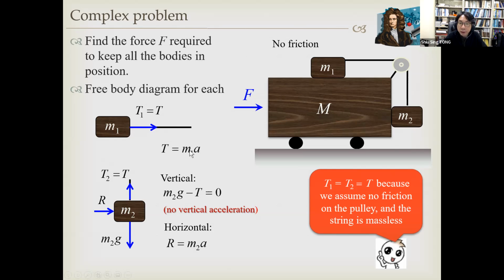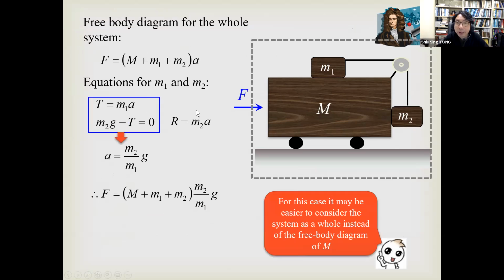So I now have 3 equations. This one, and this one, right? So what is the 4th equation? I can apply a free body diagram for the whole system. I regard the free body as a whole being acted by the external force F. So in that case, the external force will be equal to the mass of the whole system, which is M plus M1 plus M2 multiplied by the common acceleration. Is that right? Now, how do I find A?